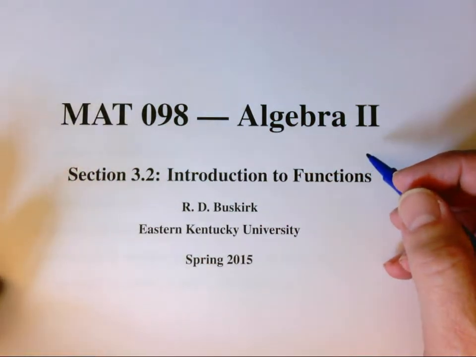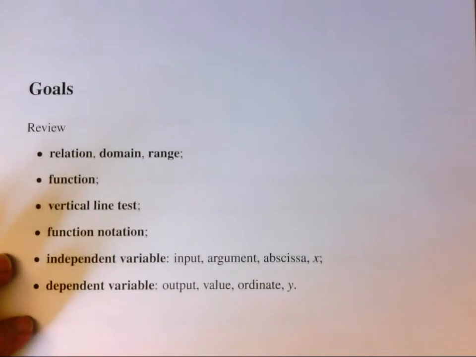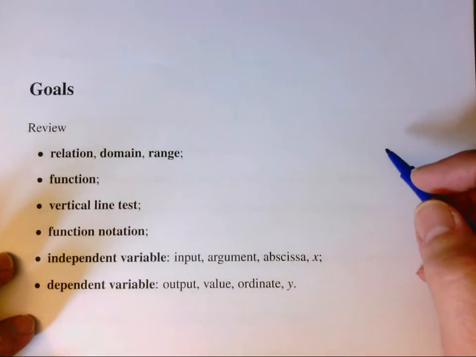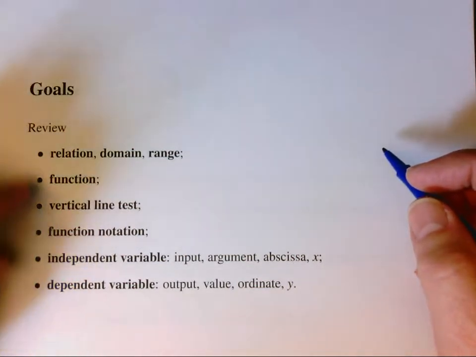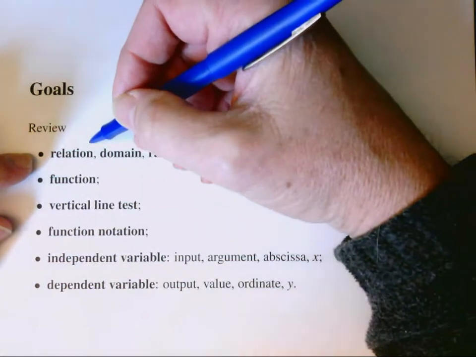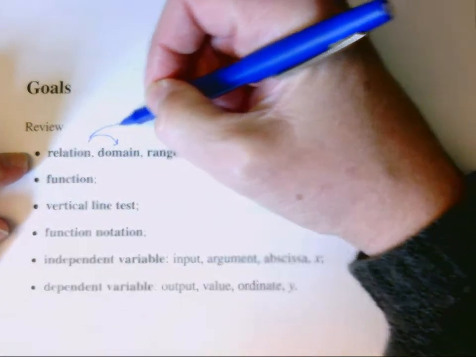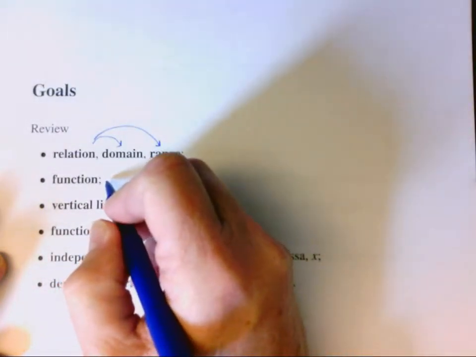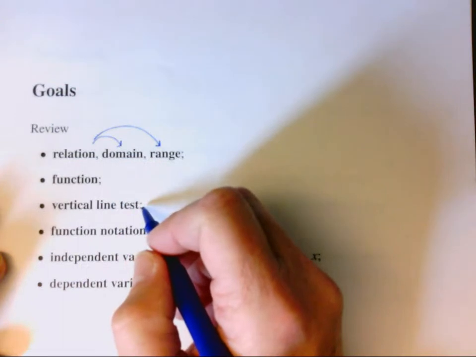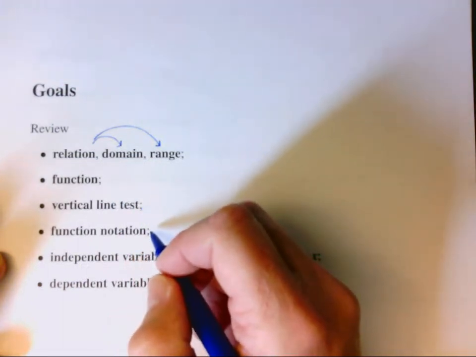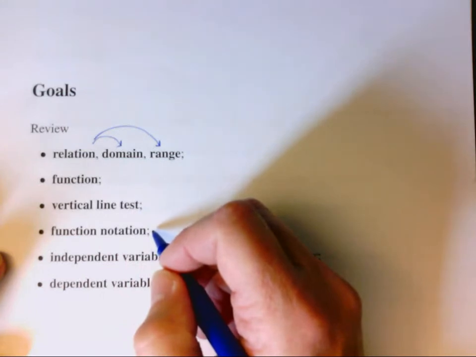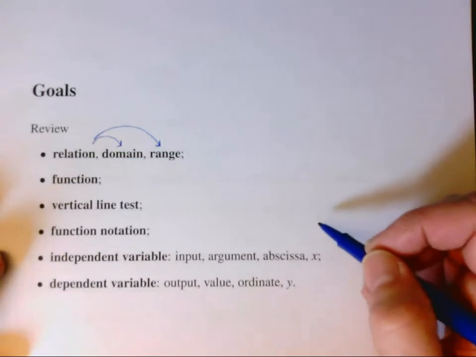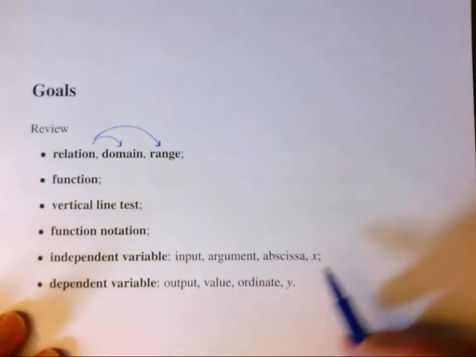We're introducing the concept of functions. The things we'll be going over in this section are relations, which have parts called a domain and a range, and special relations called functions, which, when graphed, pass the vertical line test. Functions use a special notation that uses parentheses differently than other expressions, called function notation. And then we have some vocabulary that we'll pick up along the way.